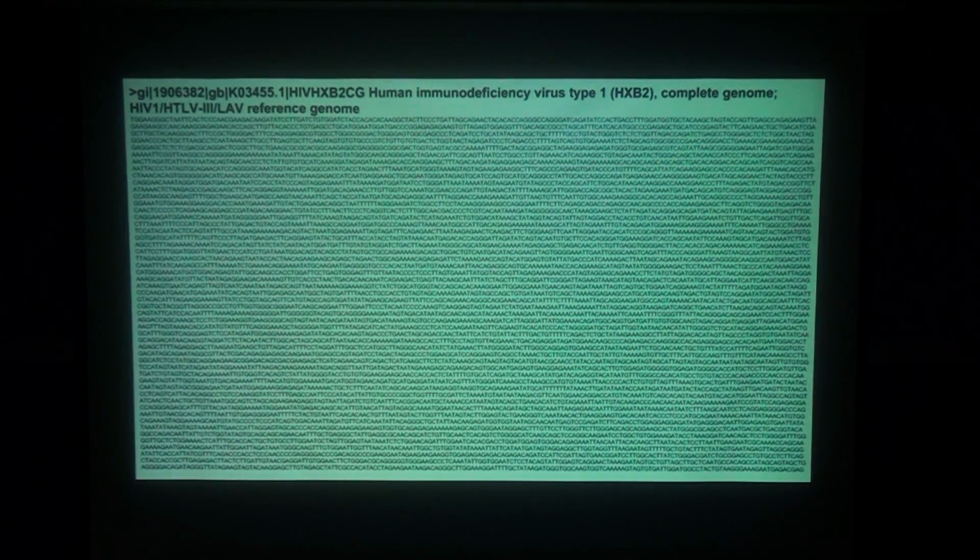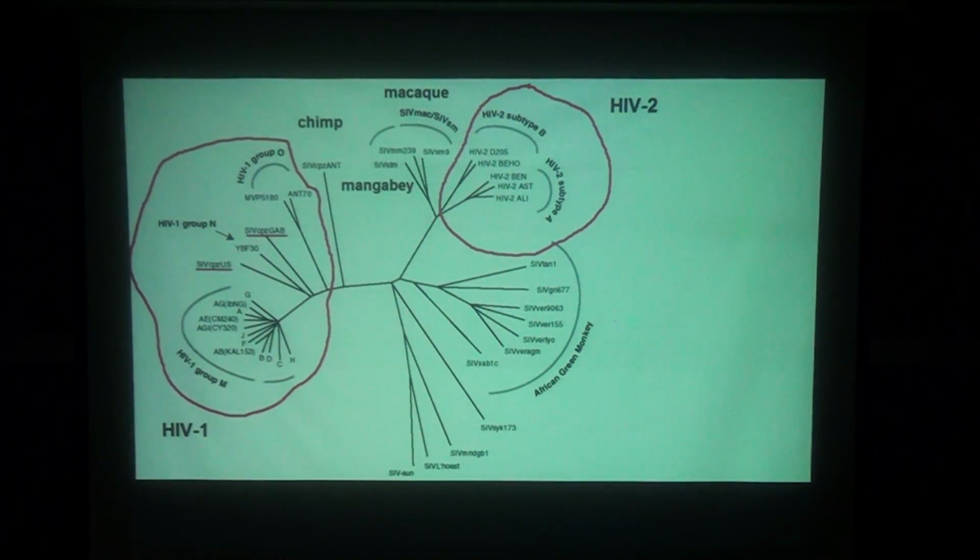We sequenced the genome of thousands of strains of HIV. And while there was an incredible diversity of sequences at certain locations, they all had a strong homology to various SIV strains. We usually break up the strains of HIV into two main groups, the HIV-1 and HIV-2 species.